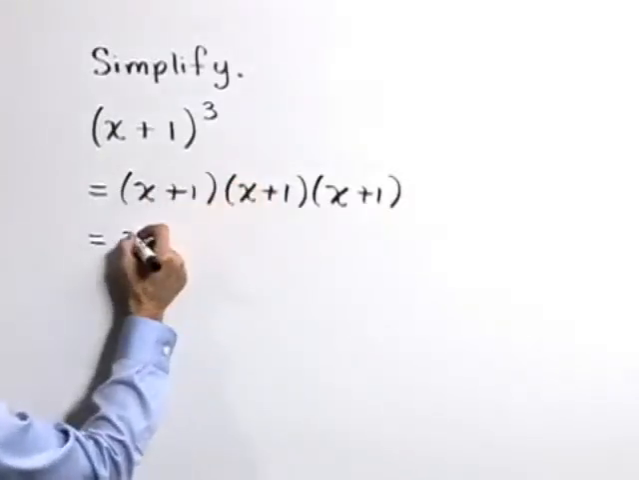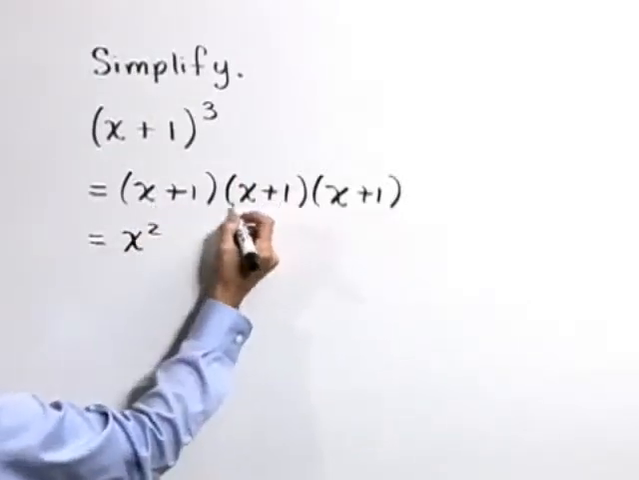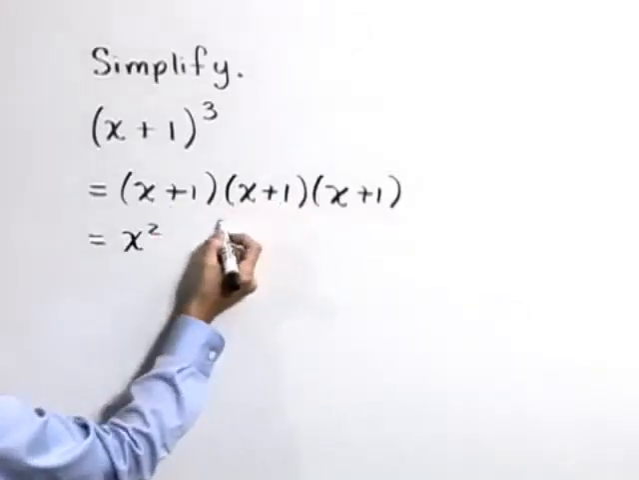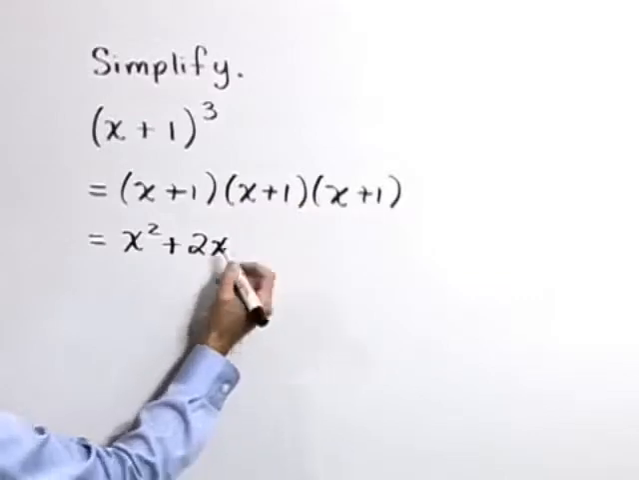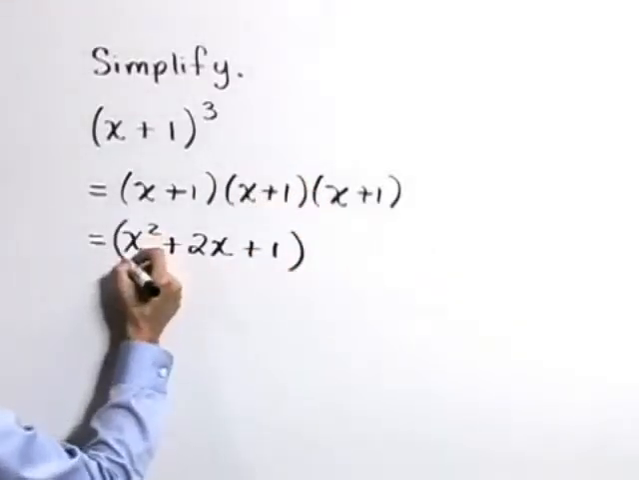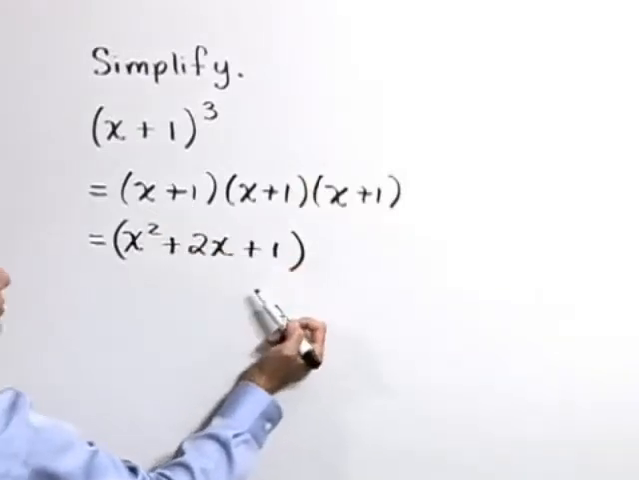x times x is x squared. Our inner and outer products are both x. So we'll have x plus x, or 2x. And lastly, 1 times 1 is a 1. So the product of (x + 1) times itself is x squared plus 2x plus 1.